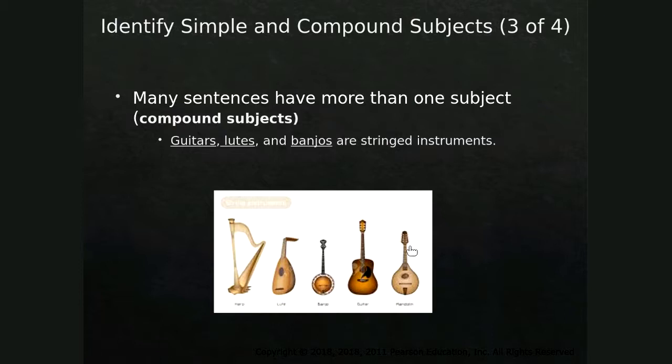But as a verb, right here, class, this is not a verb. Stringed is not a verb. It's not a conjugated verb. Right here, this is actually an adjective. It's describing the kind of instrument. It's describing something about the instrument. It's stringed. That means it has strings.